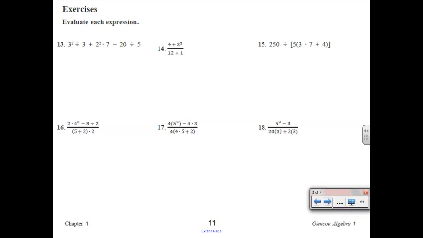Getting a little more complicated as we move on to number 13 here. I still don't have any parentheses, so I move on to exponents right away. And I have 3 squared and 2 squared. 3 squared is 9. Everything else stays the same. 2 squared is 4.